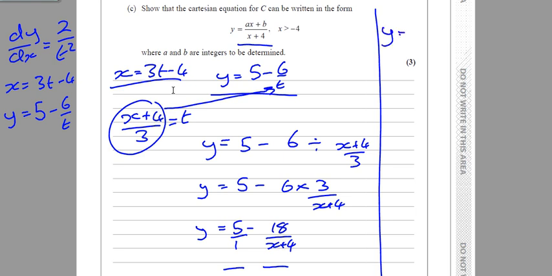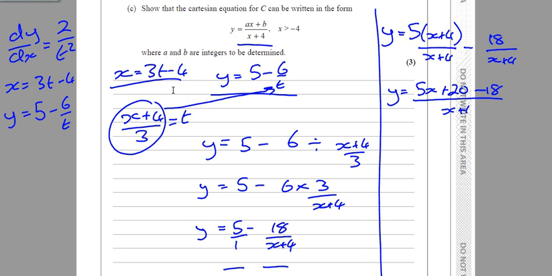So that's going to be y equals 5 lots of x plus 4 over x plus 4 minus 18 over x plus 4. If we multiply that out, 5x plus 20 minus 18 all over x plus 4. End up with y equals 5x plus 2 over x plus 4. And then we see if it can be cancelled down by factorising, but no, that's as simple as it can get. So that's how you do that one.